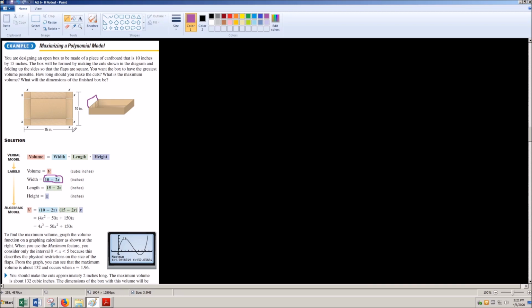And then we look at this, and our length used to be 15, and we're going to subtract off again 2x for the bits that we're cutting off of either side. So here I get my length. And then for height, it's going to be x itself, right? So as we cut this thing, it's going to be x inches high. Volume is just width times length times height, so I'm going to multiply these three things together, and I get some equation. So what is interesting about this equation is that this is modeling the volume of this thing.